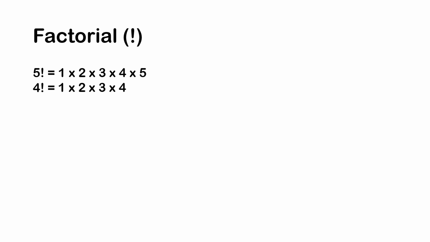Now, this is where we can have an example of recursion. 4 factorial exists inside of 5 factorial. And so we can actually replace 1 times 2 times 3 times 4 with 4 factorial, meaning that 5 factorial is equal to 4 factorial times 5. 3 factorial is equal to 1 times 2 times 3, which is included inside of 4 factorial. So that means that 4 factorial is equal to 3 factorial times 4.